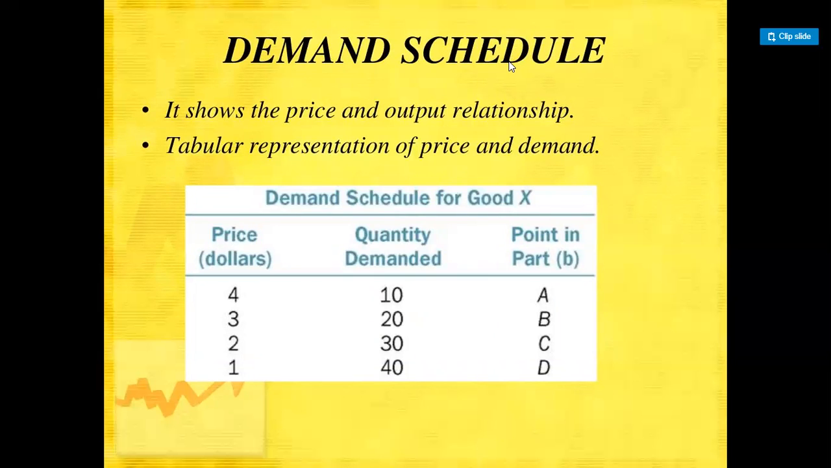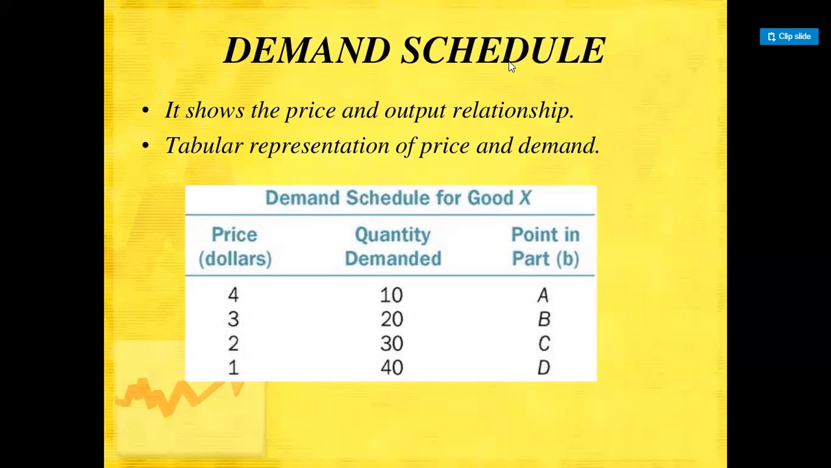Here they are showing prices like 4, 3, 2, 1 dollars or rupees, with quantity demanded 10, 20, 30, and 40, at points A, B, C, D. It refers to a tabular statement showing the various quantities of the commodity that a consumer is willing to buy at the various levels of price during the given period of time, the hypothetical demand schedule for the commodity X.